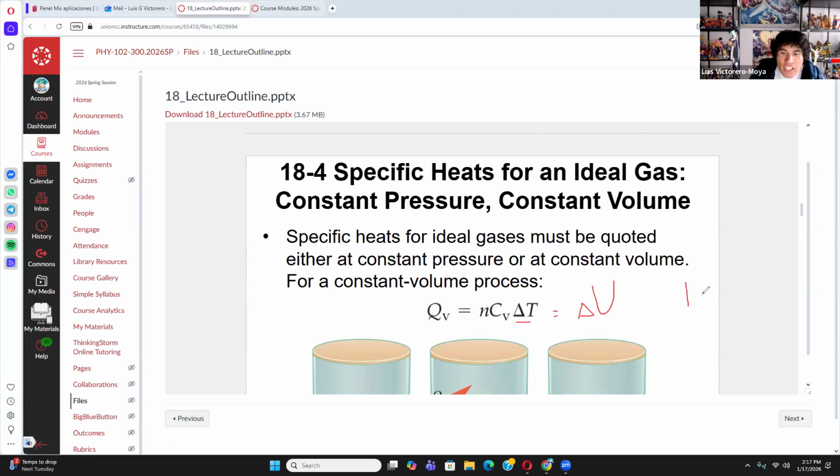Okay? And the nice thing is that this is delta T. So if you want to find U initial, it will be n CV T initial. And U final is n, the same number of moles because of conservation of mass, CV is a constant, T final. And I'm writing these equations because you're going to find problems in the textbook where they might ask you for the internal energy at a specific time, at a specific value of temperature. So that's how you do it. Okay?